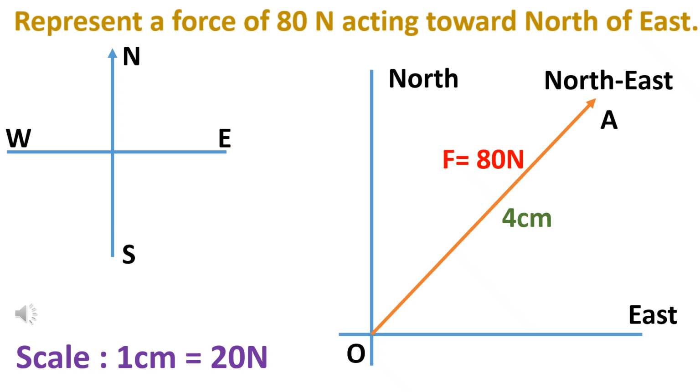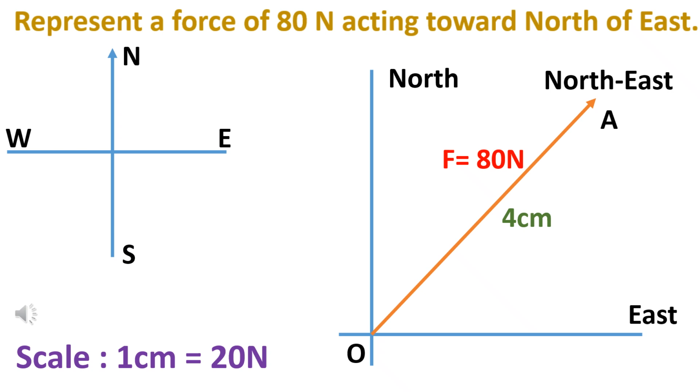Since our force is 80 newtons, we calculate the length of our vector. 80 divided by 20 equals 4 centimeters. So our force vector is drawn as a 4 centimeter long arrow pointing in the northeast direction from the origin.